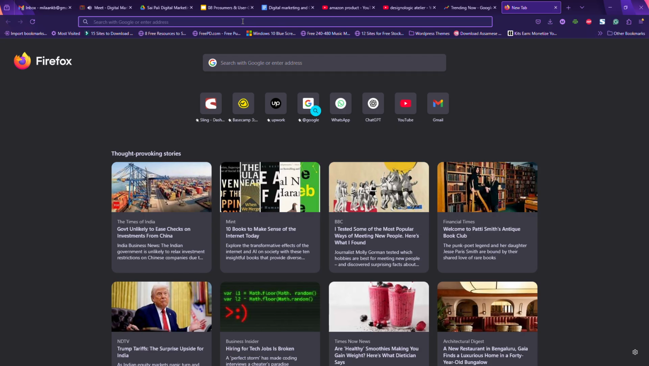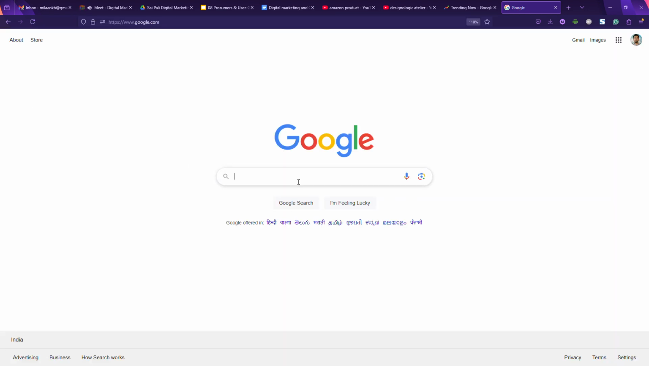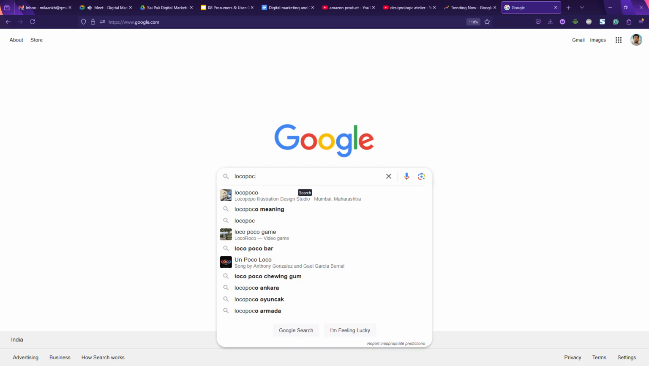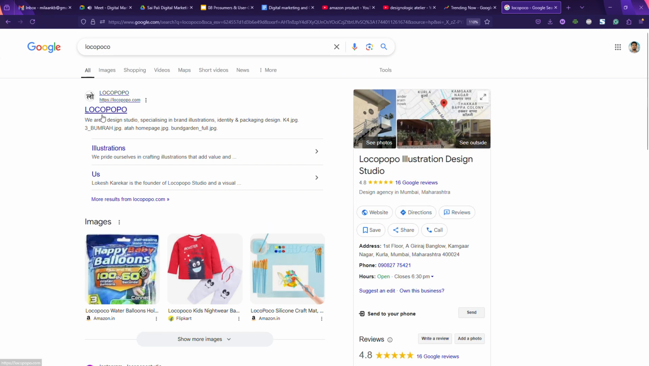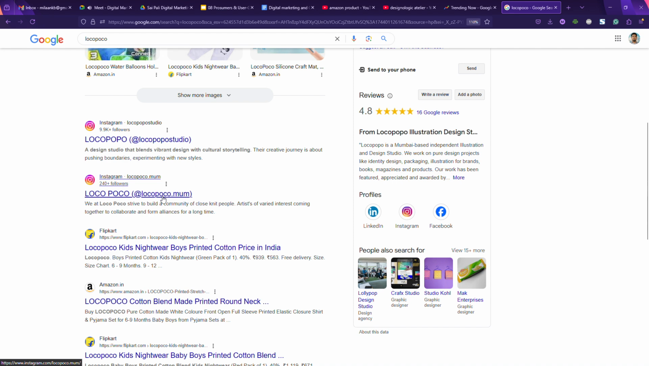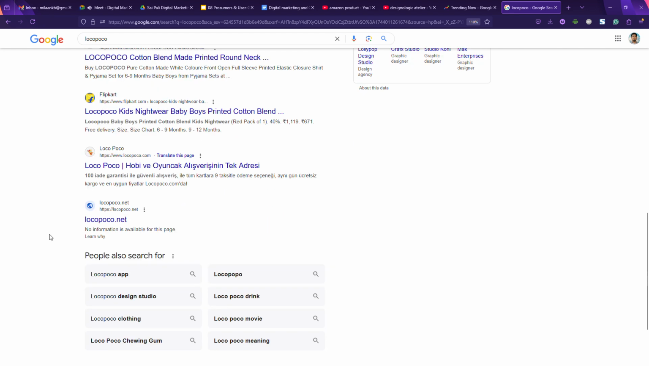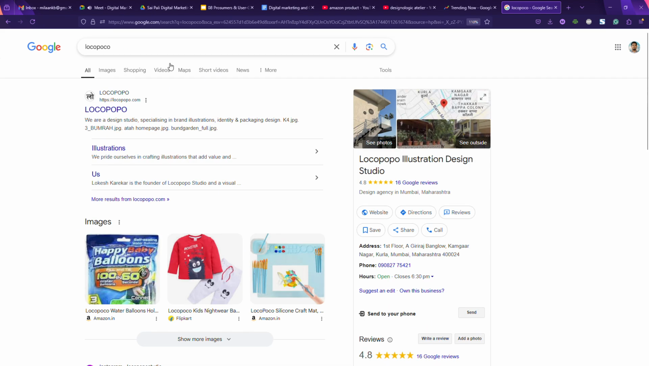Say Google is a search engine. We go and we search for, say, I don't know, most words are already there on the internet nowadays. But say a business name is Loco Poco. There's a Loco Poco illustration design. When you search Loco Poco, then this Loco Poco website is there. Then there are others that have got this hashtag. So the Loco Poco thing is already there on the web.